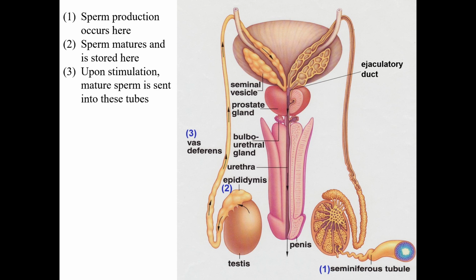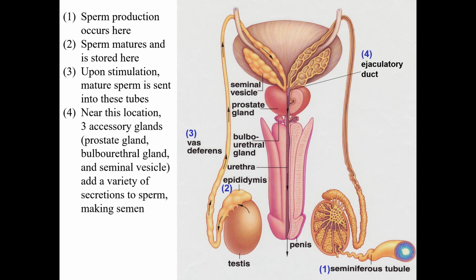So upon sufficient stimulation, mature sperm is sent out of the epididymis into the vas deferens, this long tube that moves up and goes back down on both sides here. Right there, sorry. If stimulation continues, it reaches the ejaculatory duct next. Right around that location, you're going to have these 3 different glands: seminal vesicle, prostate gland, and the bulbourethral gland.